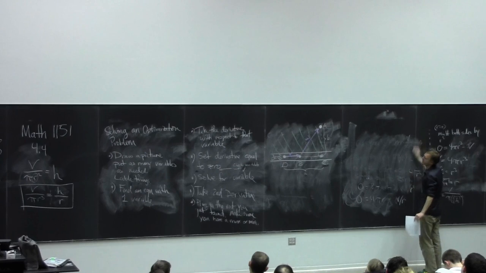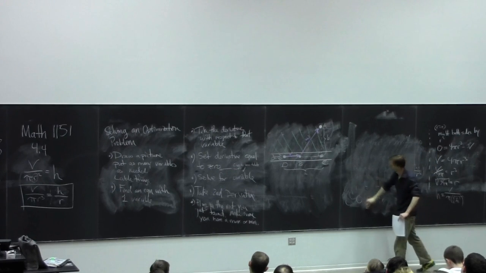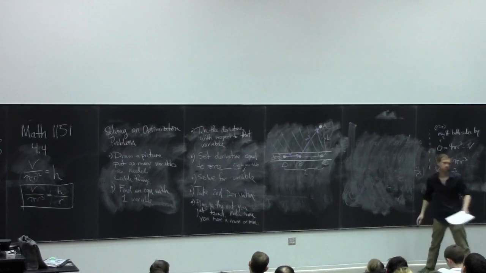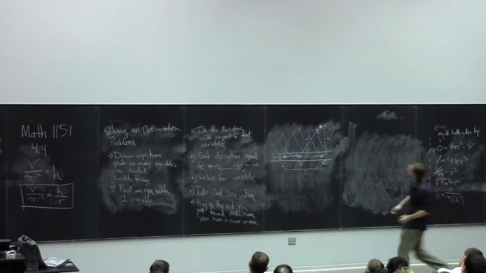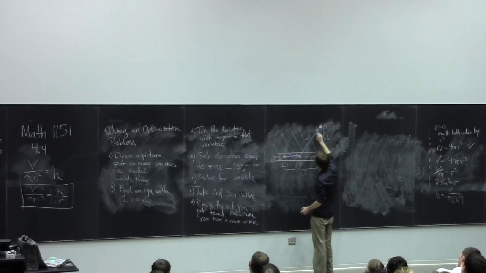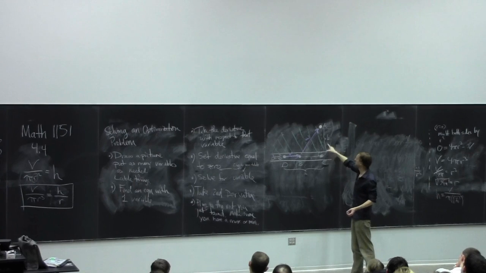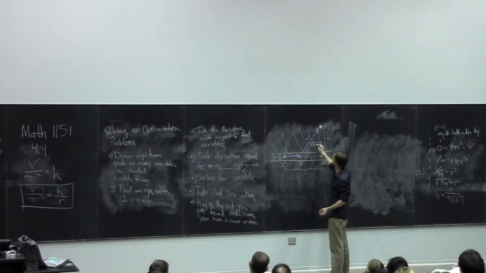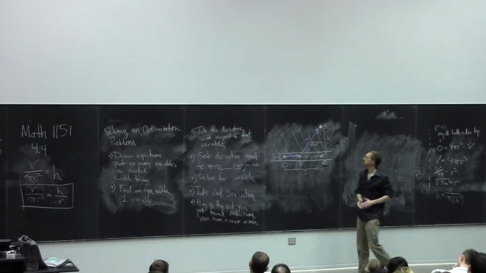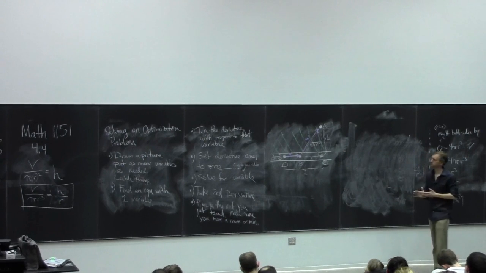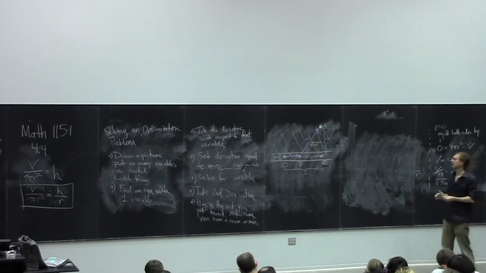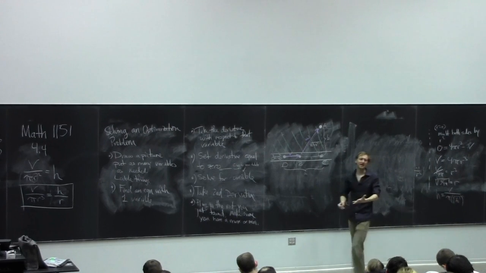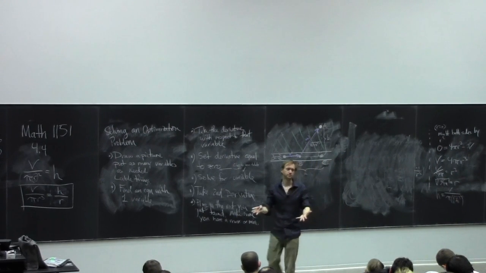What's the distance from B to A, by the way? What's this distance right here? If this is lowercase b, square root of x squared plus b squared. Okay, great. So now, we want to minimize time.